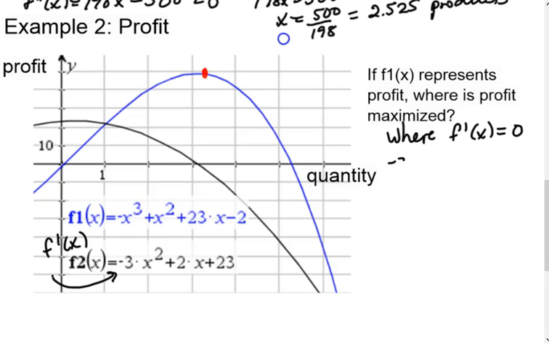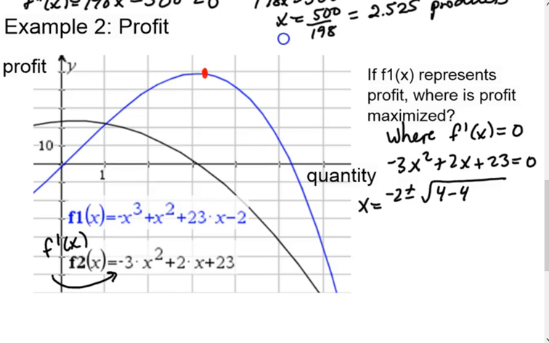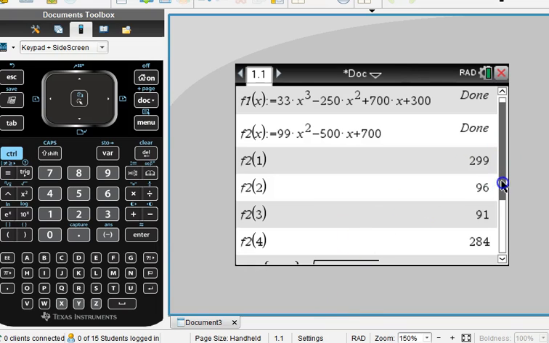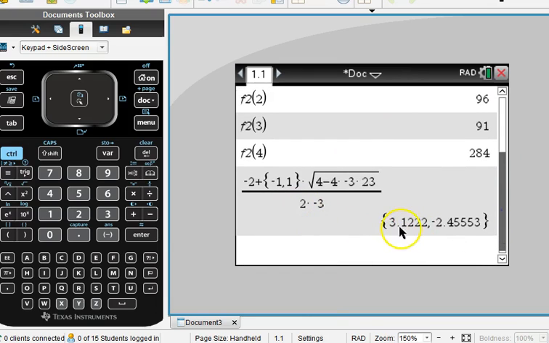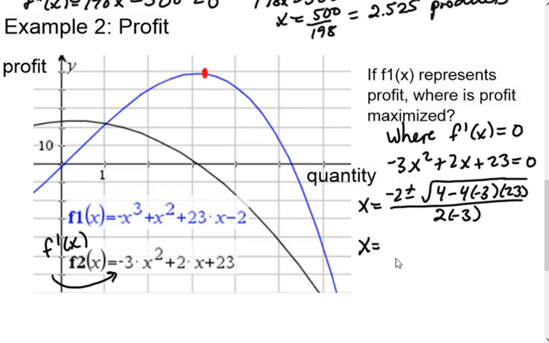So I'm going to say negative 3x squared plus 2x plus 23 equals 0. I'm going to have to use the quadratic formula: negative b plus or minus the square root of b squared minus 4ac, all over 2a. So put all my numbers in here. 2 times negative 3. Once again, you can do this on your calculator. I did this on my calculator, and I got 2 different values for x: 3.12 and negative 2.45.